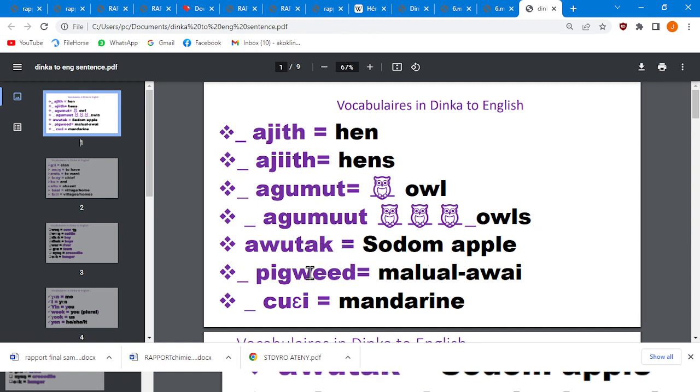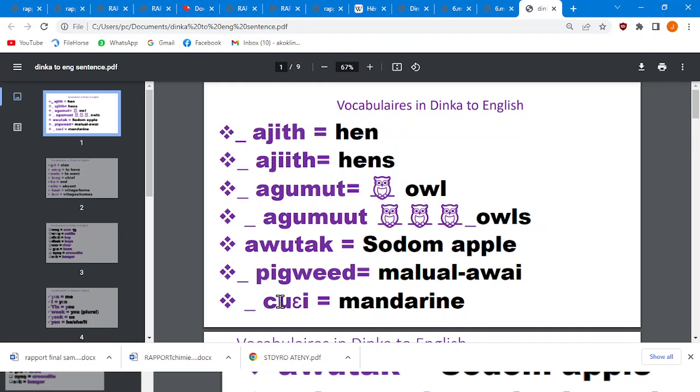Pigweed is called Malwal awai. Malwal awai means pigweed. Achil bai yel tok ya, achil bai yel tok. Nae juba kae chol godu godi. Yes, like that, godu godi. It's called malwal awai, pigweed.